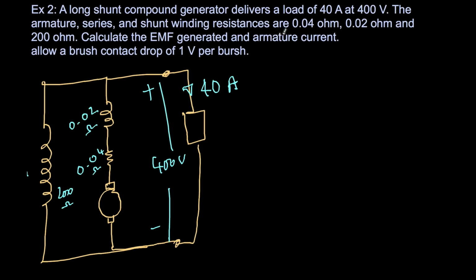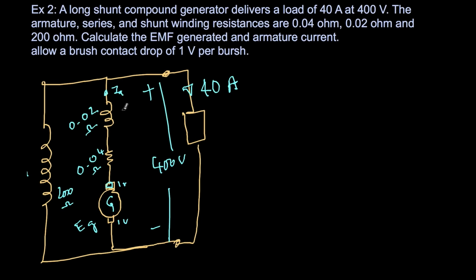Okay, calculate the EMF generated and the armature current. Allow the brush contact drop of 1 volt per brush. So here, I'm just symbolically showing brushes. There is a 1 volt drop here and 1 volt drop here. So typically for the two main brushes, the voltage drop is like that. Now the question is, find out the generated voltage EG and the armature current IA.